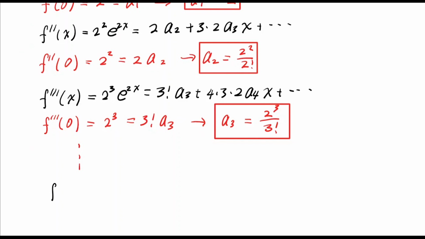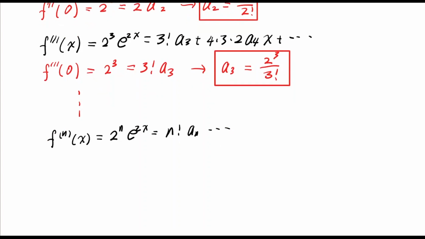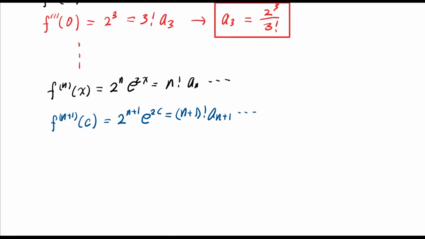So when we get to the nth derivative, we definitely see that pattern, correct? That nth derivative will be, tell me, 2 to the n and e to the 2x, equal to n factorial a_n and so on, wouldn't it? Well, then you can also do the next one, which is n plus 1, and might as well just shove in c here because that's what we need for Lagrange error, correct? And that will be 2 to the, tell me? n plus 1, and e to the 2c, you know what I'm saying? And the other side will still be n plus 1 factorial a_(n+1) and so on. And these things don't die because we put in c. But now this is what we need for Lagrange error, correct?